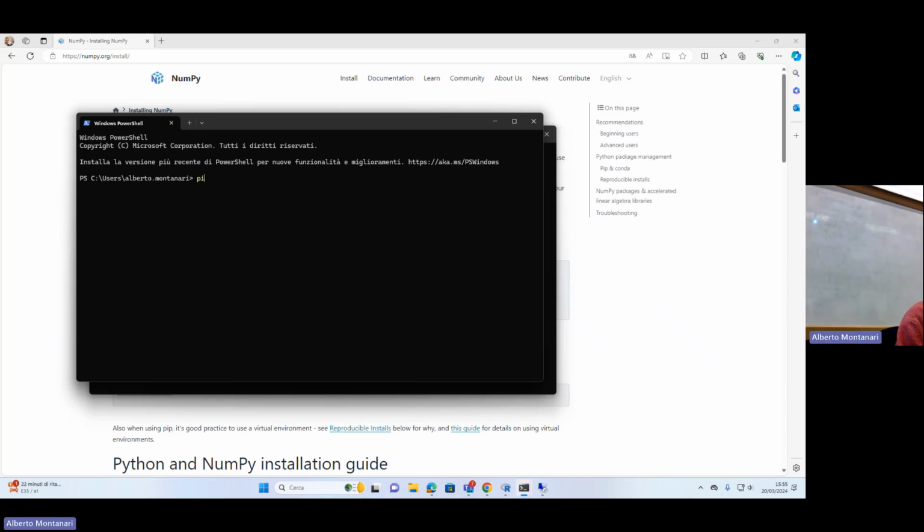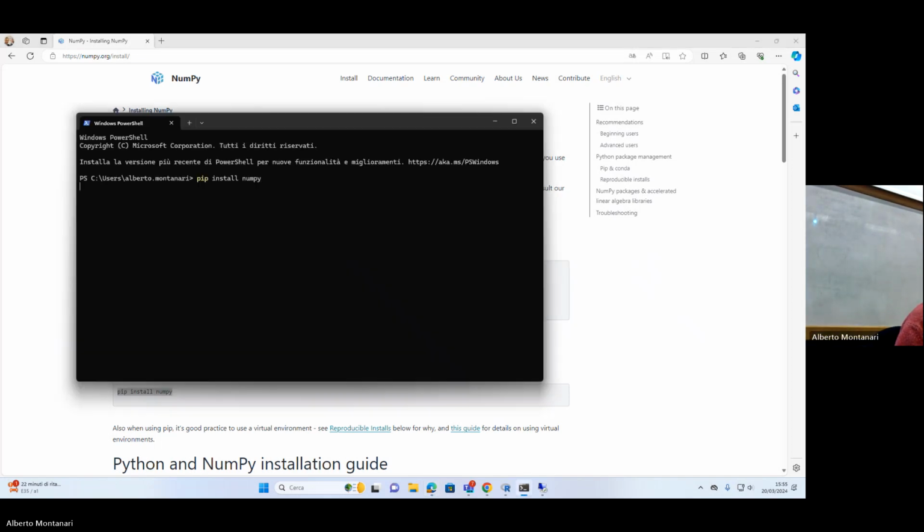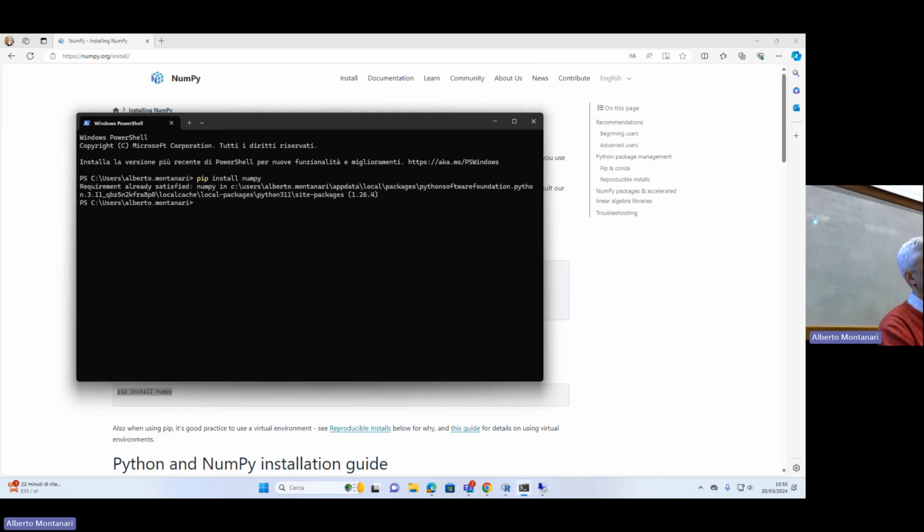I can do pip install numpy. This is from the Windows terminal, and this is the instruction that it was given to me here, installing numpy. Okay. And you see, it tells me that it's already installed because I installed it during the break.